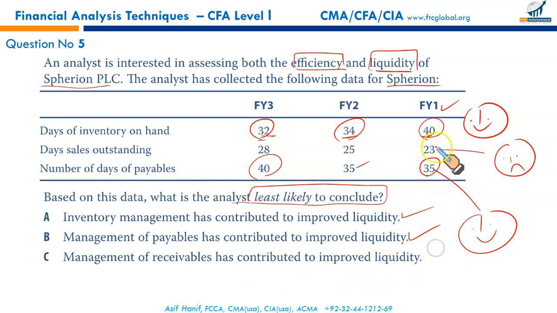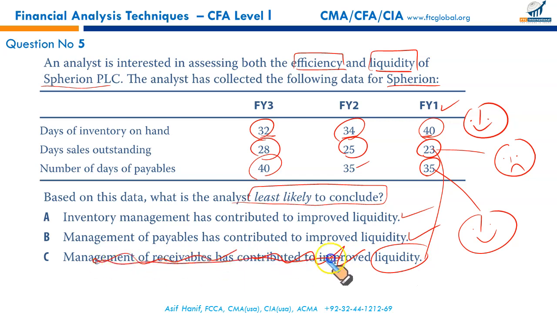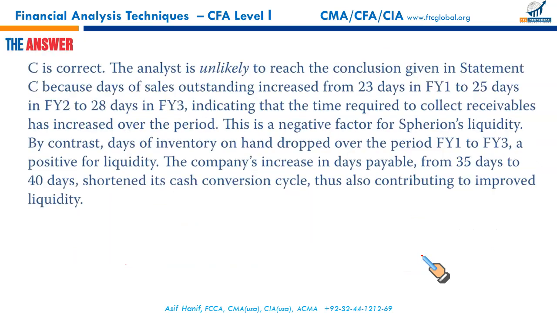Management of receivables has contributed to improved liquidity. Now, this is not correct. Your receivables are now paying you less frequently. They are delaying the payment. So this payment delay will not help your liquidity. This is wrong. This has not improved my liquidity. In fact, it has deteriorated my liquidity. This is the least accurate, and that's why it's the right answer.